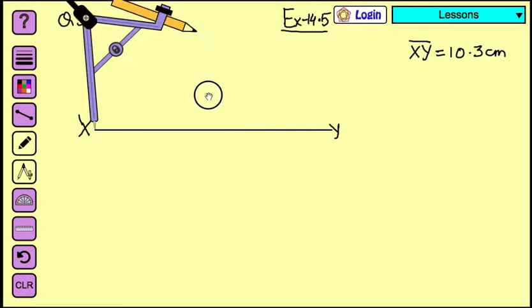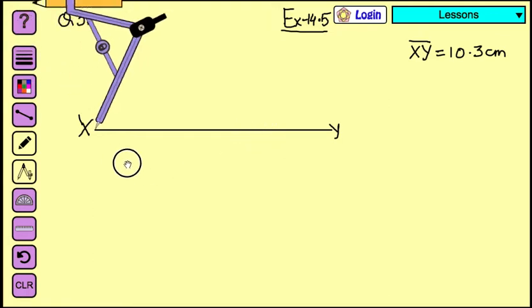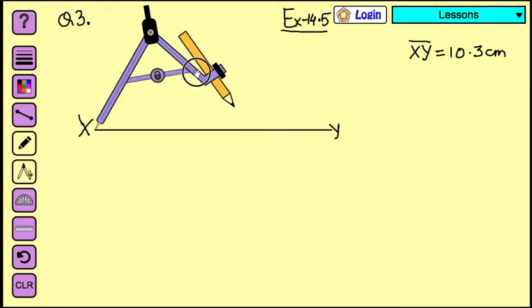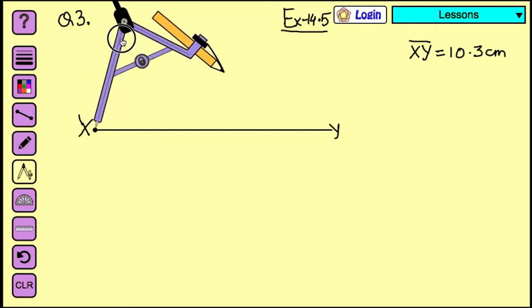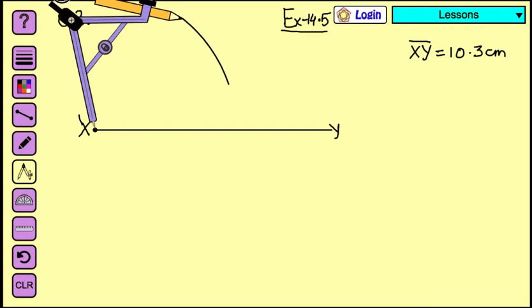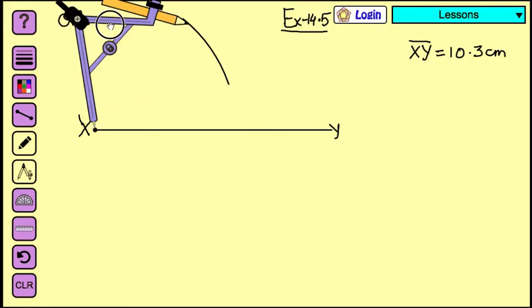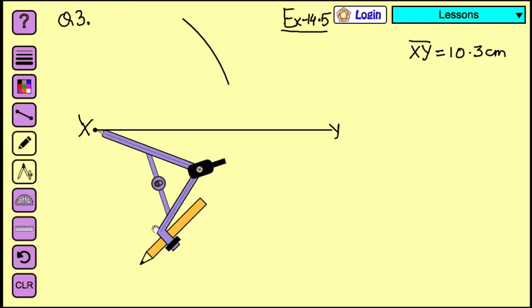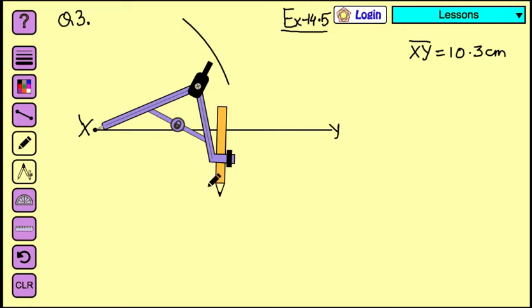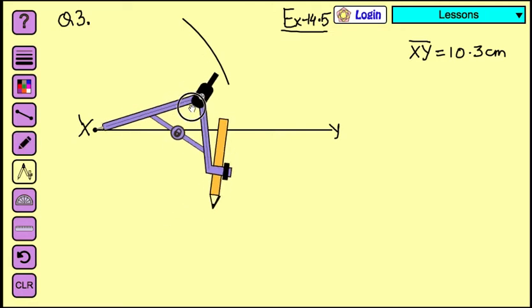Now move your pencil over here and draw an arc. Same way, you will draw an arc on the other side of the line. So now we just draw the arc on the other side also.